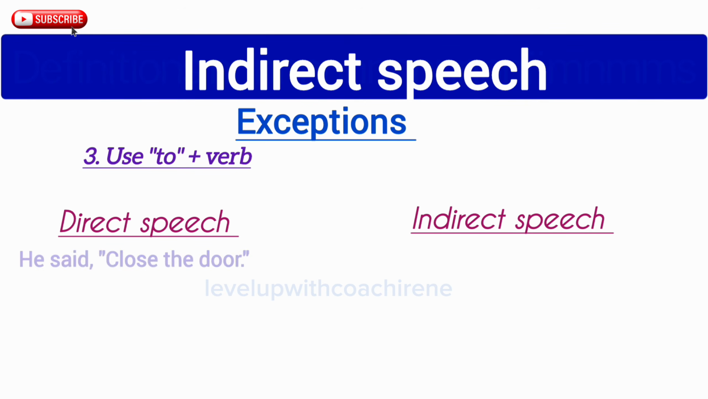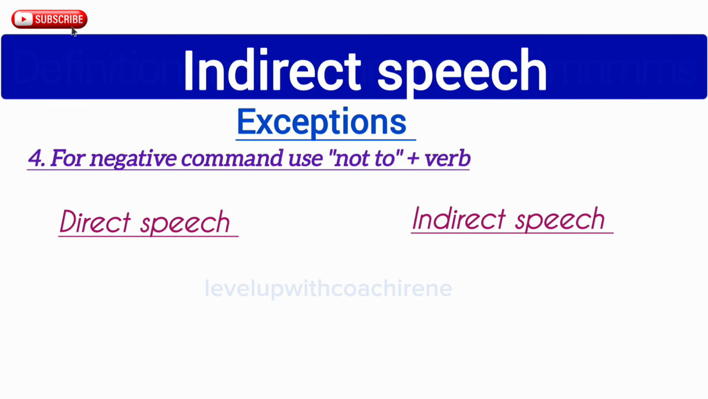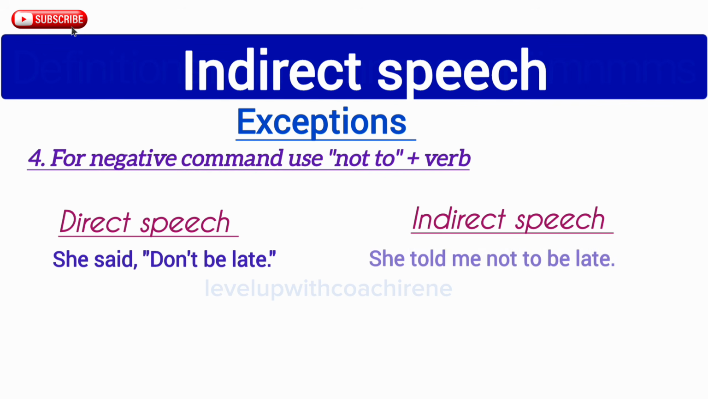For example, he said, "Close the door." For indirect speech, it becomes, he told me to close the door. For negative command, use not to plus verb. For example, she said, "Don't be late." For indirect speech, it becomes, she told me not to be late.